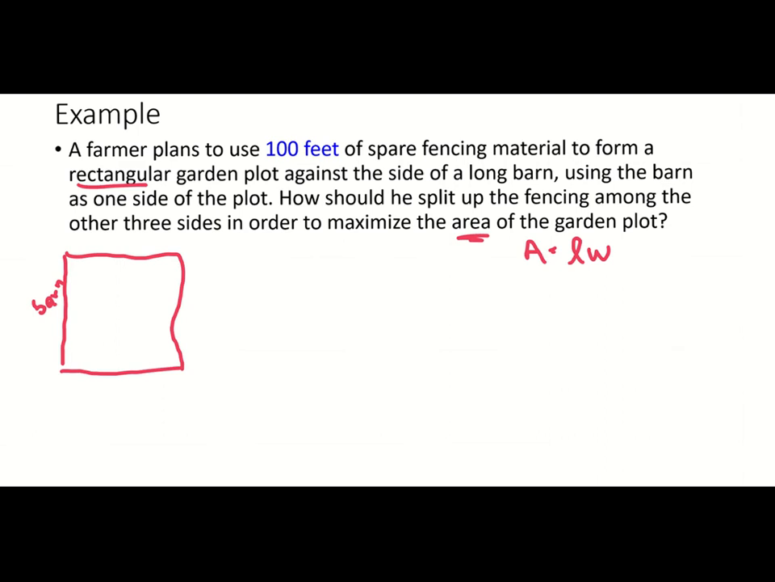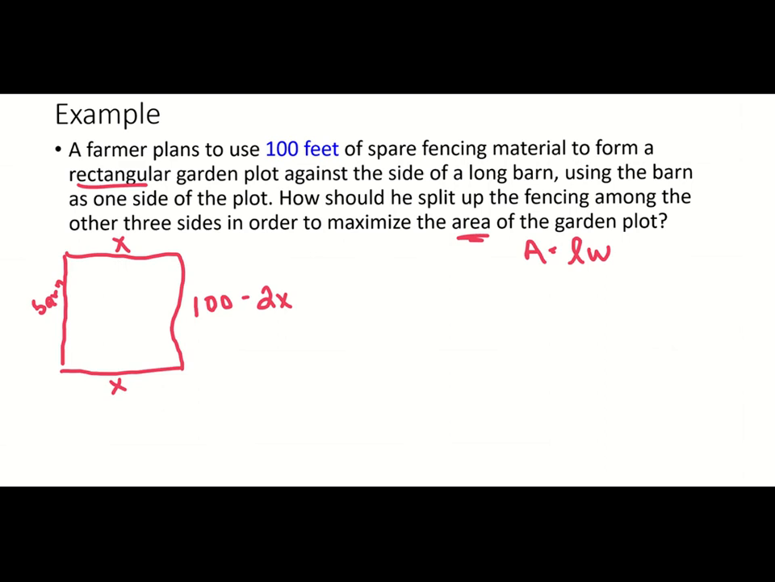Now, he needs to use the other 2 sides. So we need length and we need width. I'm going to call the 2 sides that are the same x, because it's a rectangle, they have to be the same length. And then the width, here we have 100 feet to use. So the width is going to be 100 minus 2x. I got that 2x from the x's that I labeled for the length of the barn.